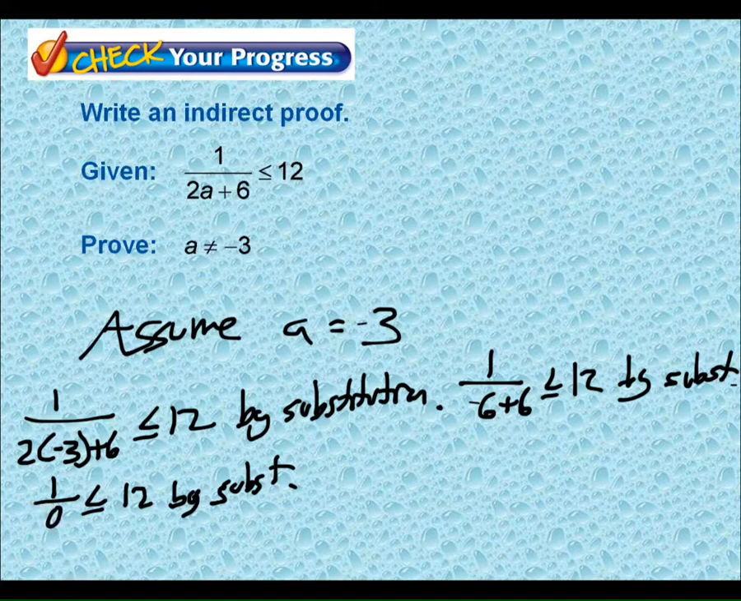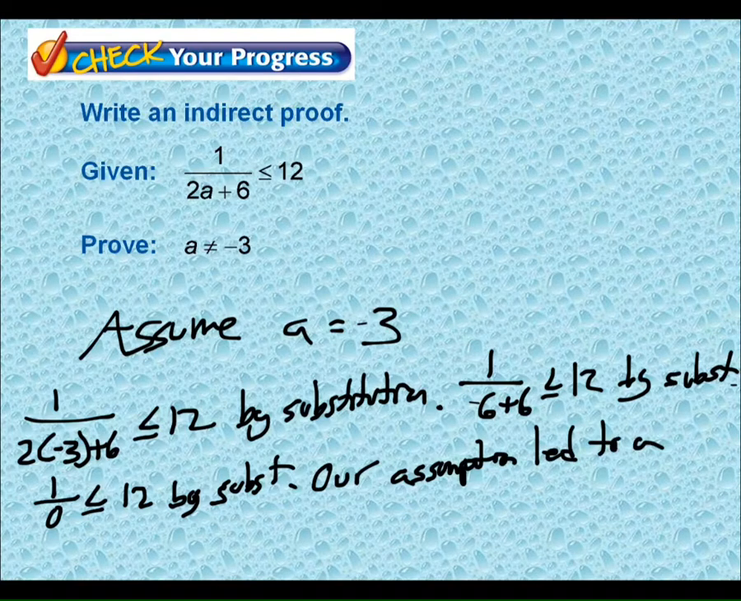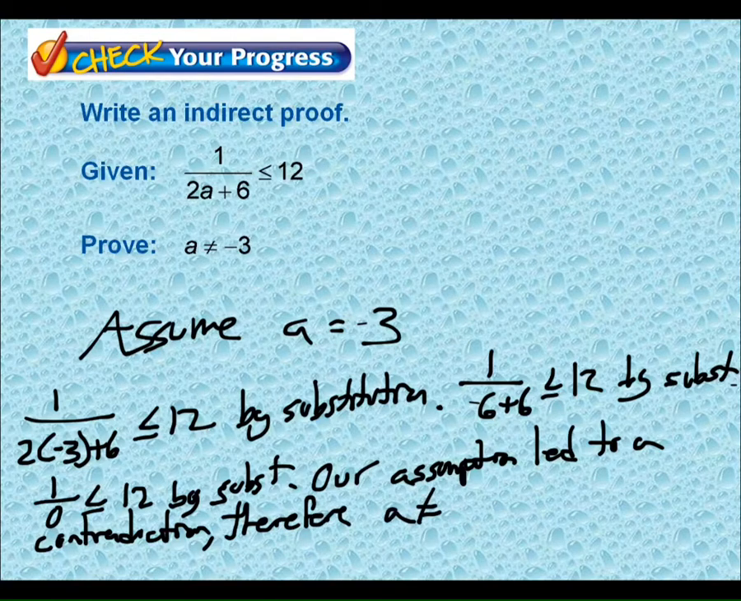Contradiction. Again, we have a divide by 0 error, right? This doesn't work. Oftentimes, like in the book, it'll say our assumption led to a contradiction. Therefore, a does not equal negative 3. We proved it by contradiction, once we assumed our assumption is false.